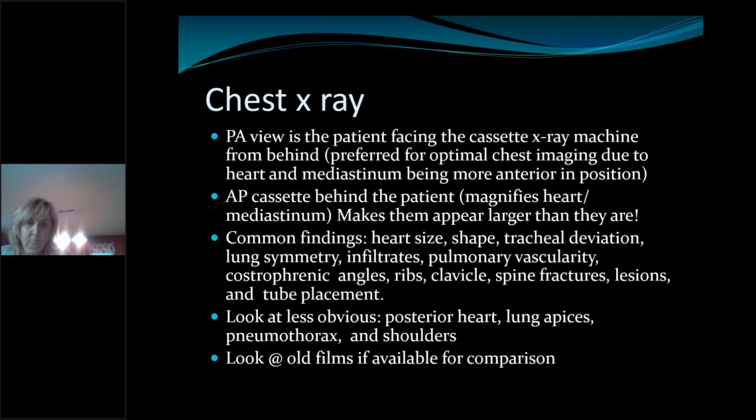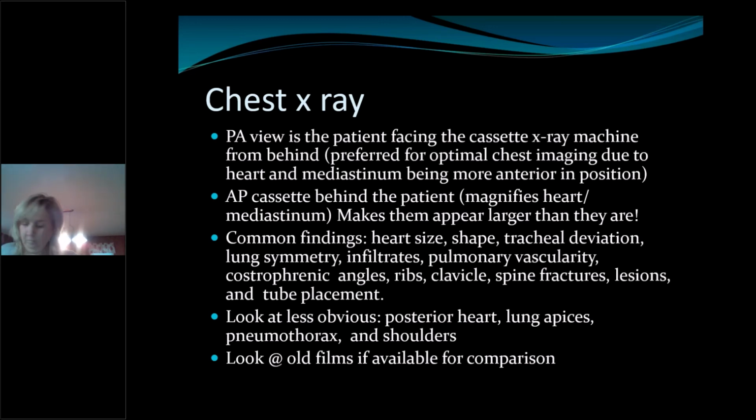And then when you start thinking about common things that you're looking at: heart size, shape, tracheal deviation, lung symmetry, infiltrates, pulmonary vasculature, what do the CVAs look like? Are there any rib fractures? Are the clavicles okay? Is there any spine fractures? And then obviously lesions and/or tube placement. I get called as a spine specialist numerous times for compression fractures off of chest films. So there's a lot of things that you can find off these chests besides just lung and heart, which is the one everybody kind of defaults to and thinks about.